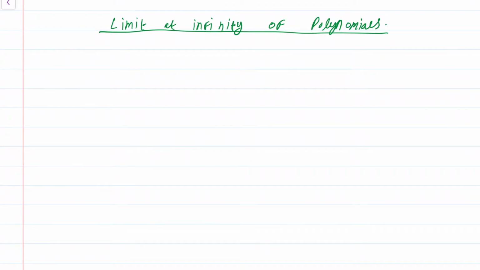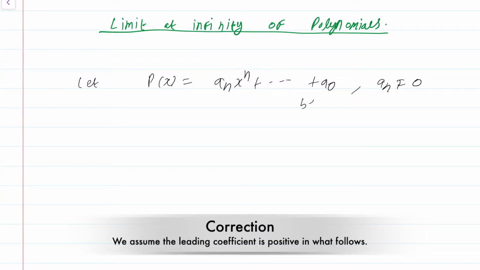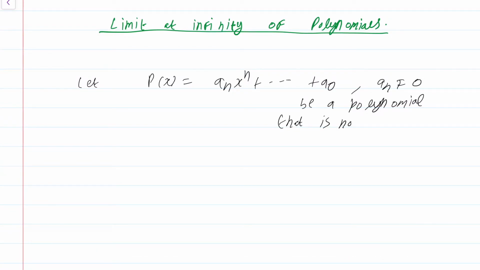In this short module, let us see what happens to polynomials as x goes to infinity. Let p(x) = a_n x^n + ... + a_0, with a_n not equal to 0, be a polynomial that is non-constant. So we are not obviously considering the constant polynomials.